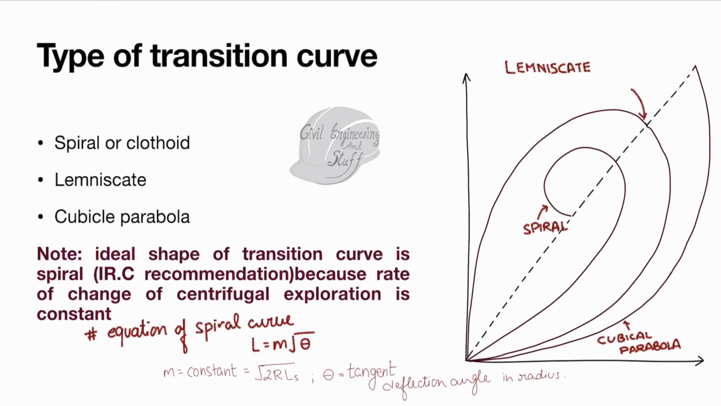Now basically we have three types of transition curve. We have spiral, we have lemniscate, we have cubical, but as per IRC we are set to use the spiral transition curve, and the reason for this is that the rate of change of centrifugal acceleration is constant along the spiral curve. The formula for the spiral transition curve is L equal to m under root theta, where m is a constant given by under root 2 R Ls. L is the length of the curve, and theta is the tangent deflection angle in radians.